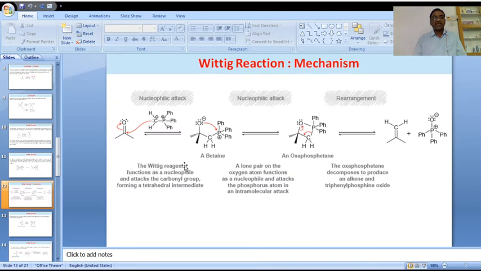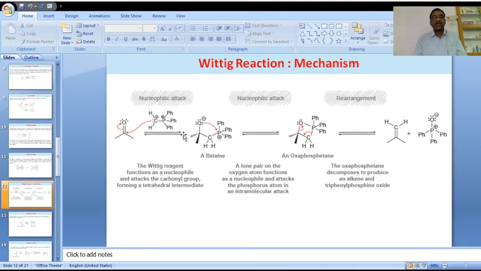of that particular resonance structure, the Wittig reagent functions as a nucleophile here. This is the Wittig reagent. This Wittig reagent here acted as a nucleophile. This nucleophile attacks the carbonyl carbon. Immediately the pi bond cleaves and oxygen gets negative, forming a tetrahedral intermediate.